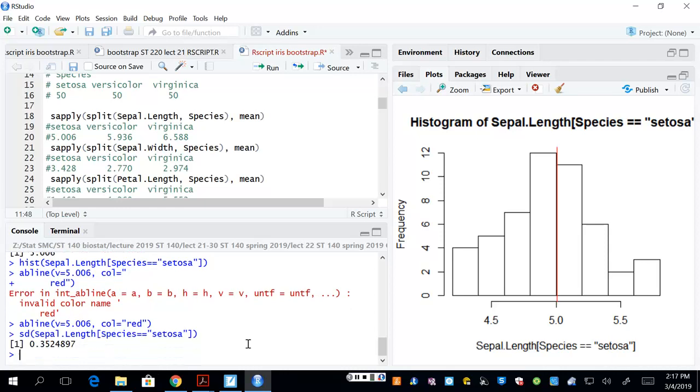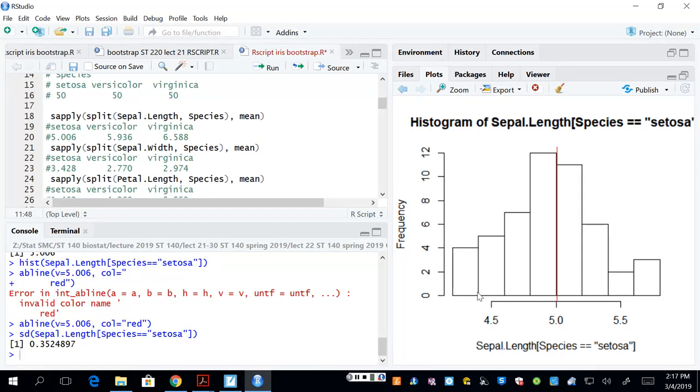The standard deviation of those things is about 0.35. So for the individuals, about 2 standard deviations is about 0.7. So if you go up about 0.7, 5.7, you're up here. If you go down 0.7, you're kind of down here. So that standard deviation describes the individual flower measurements, right?